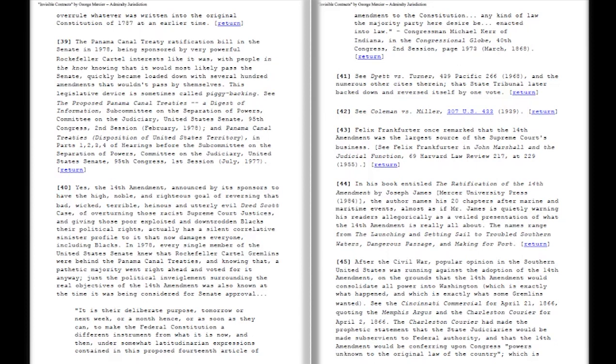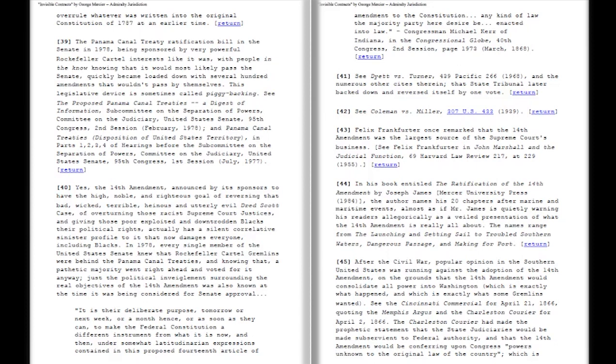Return. 41 Dietz v. Turner, 439 Pacific 266, 1968, and the numerous other sites therein, that state tribunal later backed down and reversed itself by one vote. Return. 42 Coleman v. Miller, 307 U.S. 433, 1939. Return. 43 Felix Frankfurter once remarked that the 14th Amendment was the largest source of the Supreme Court's business. See Felix Frankfurter in John Marshall and the Judicial Function, 69 Harvard Law Review 217 at 229, 1955.